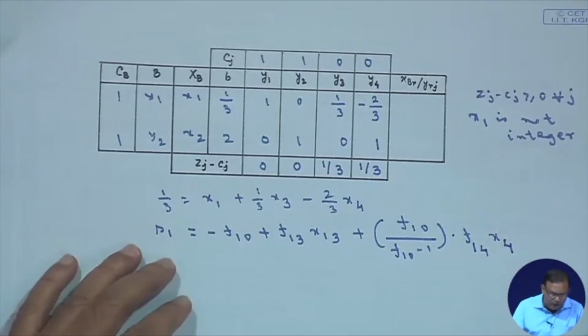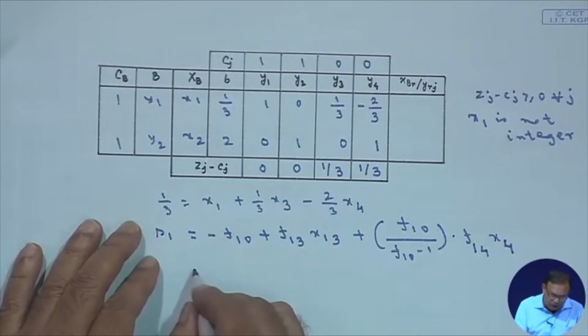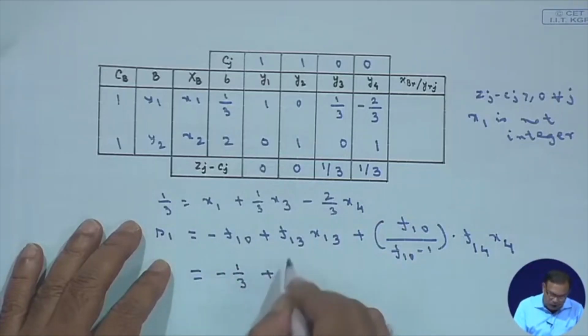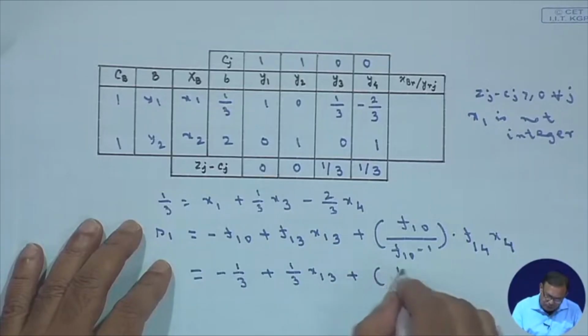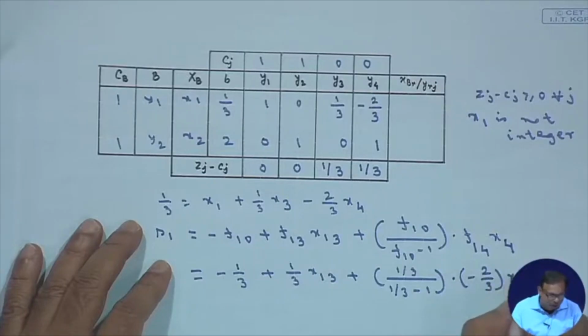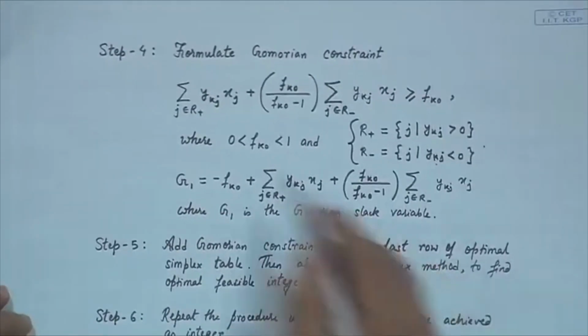Once I am getting these values, I can calculate. f10 is 1/3, so minus f10 is minus 1/3, then f13 is 1/3 times x3 plus 1/3 by 1/3 minus 1 into f14, which is minus 2/3, so you write minus 2/3 into x4. I hope it is now clear how we use this Gomorian constraint on this problem.